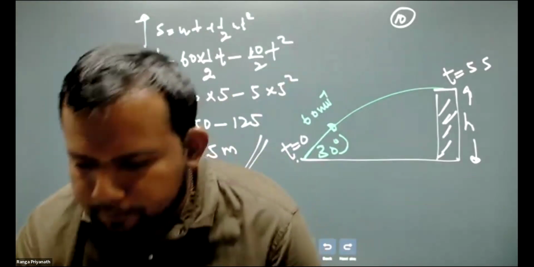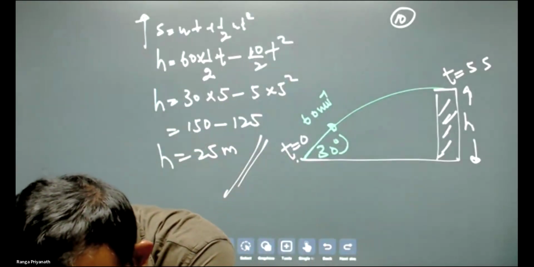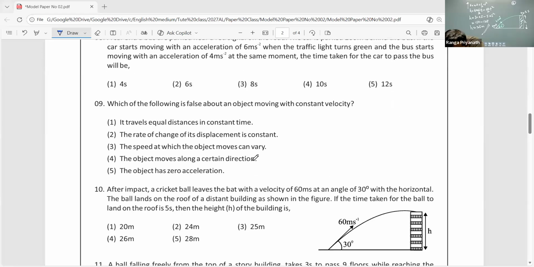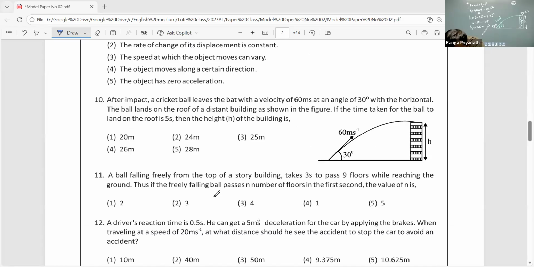Question number 11. A ball falling freely from the top of a multi-story building takes 3 seconds to pass 9 floors while reaching the ground. Thus, if the freely falling ball passes n floors in the first second, the value of n is?